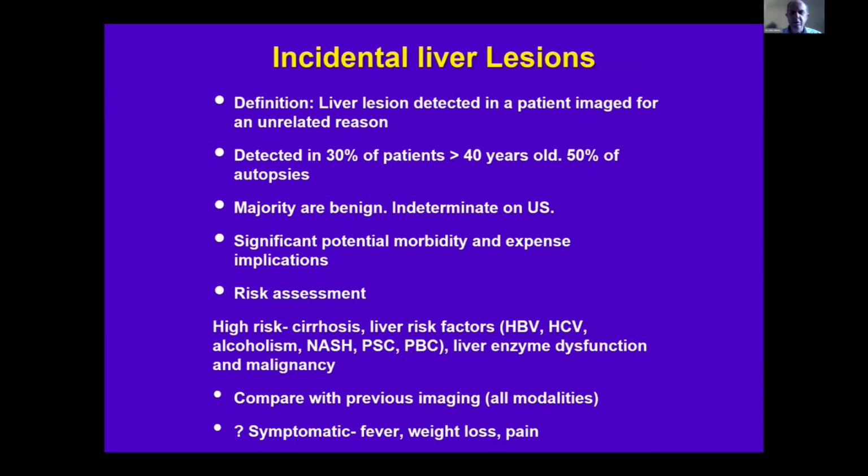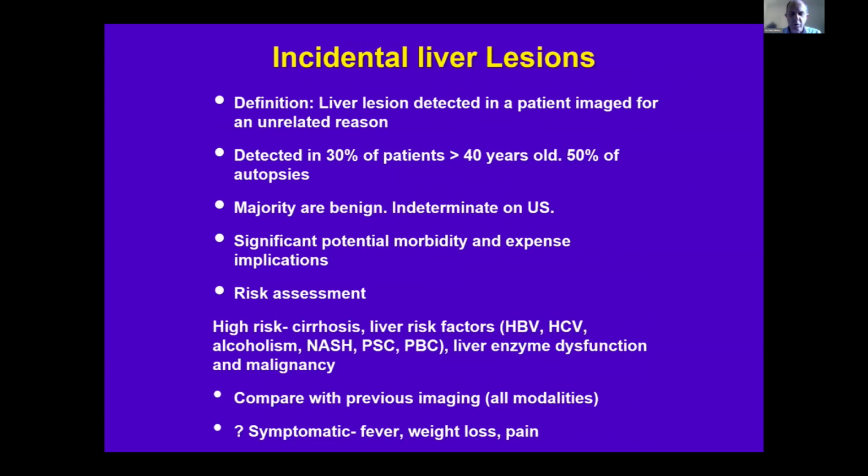The good news is that the majority are benign, but unfortunately on ultrasound, they're indeterminate. So they'd have to go off and have CT and MR for further characterization. So all these incidental liver lesions have significant potential morbidity, mortality, patient anxiety, and massive expense implications. So the way to tackle them when you're doing ultrasound is to look and see if there's any risks. And the big risks are cirrhosis, liver conditions such as hepatitis B and C, alcoholism, NASH, sclerosing cholangitis, and primary biliary cirrhosis, and whether there's abnormal liver function tests and whether there's a known malignancy.